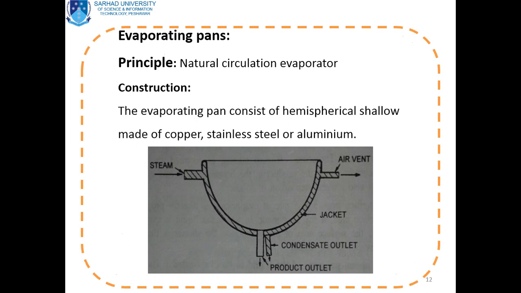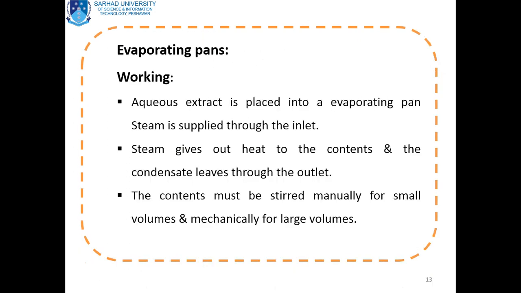And we have discussed in detail the evaporating pan, its principle and the material of construction, that is copper, stainless steel, or aluminium, and the working: how the material is placed in the evaporating pan, and then heat is supplied. Steam is supplied through the inlet, and the steam is responsible for giving out heat to the contents in the evaporating pan, and the condensate formed leaves through the outlet. And manual stirring as well as mechanical stirring, for small volumes as well as large volume contents.